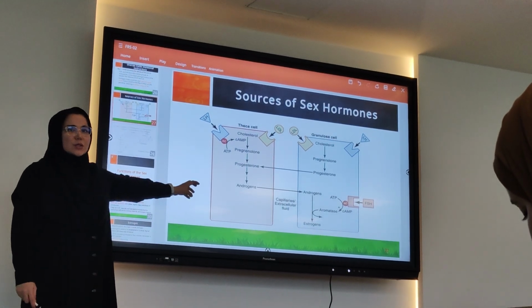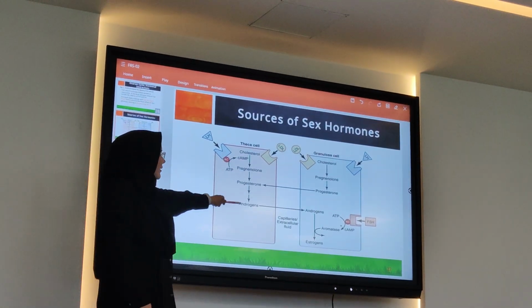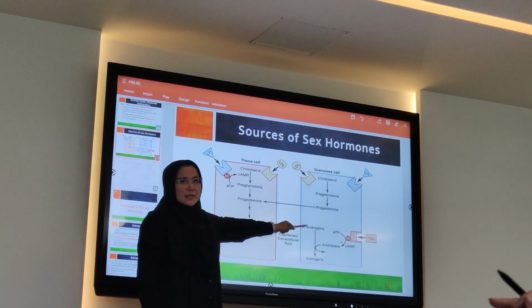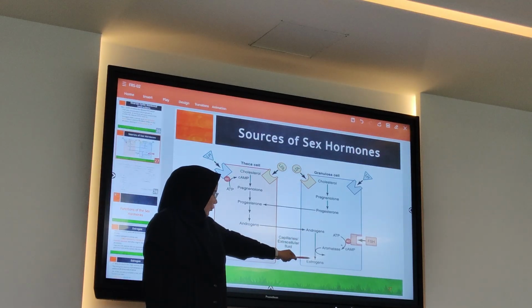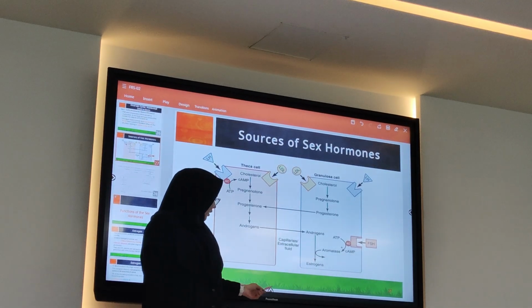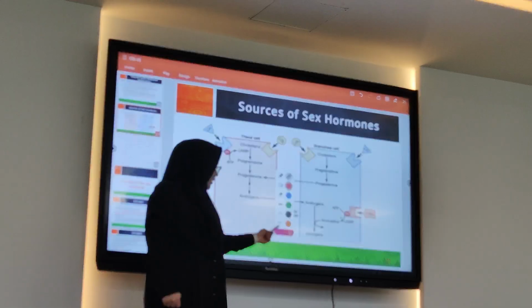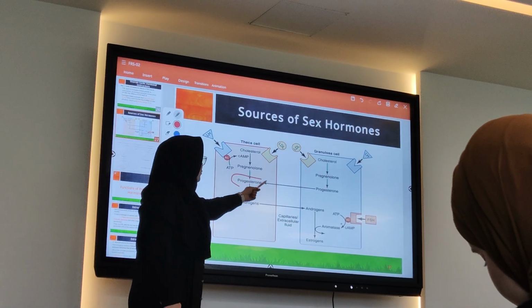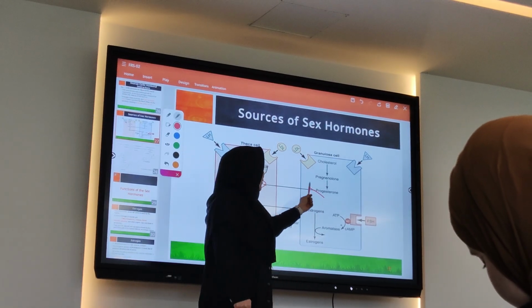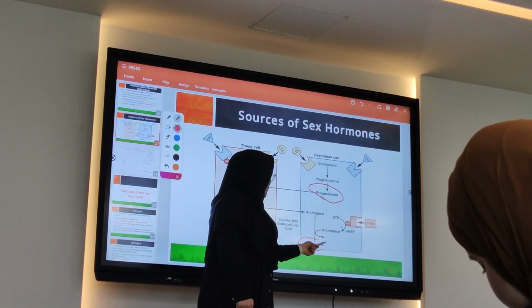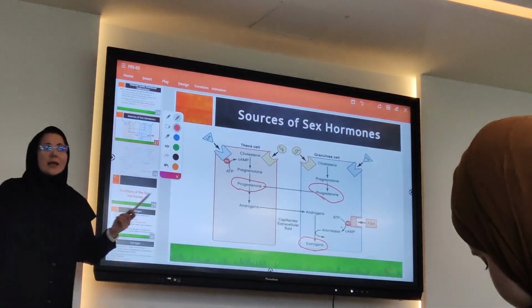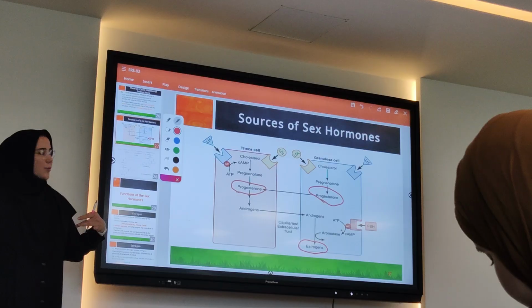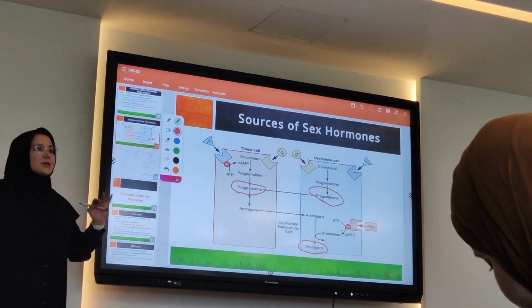Progesterone and produce testosterone as androgens, and this testosterone or androgens goes to the granulosa cells, and granulosa cells can produce estrogen from these androgens. It means that the theca cells produce progesterone, granulosa cells produce both progesterone and estrogen. I want you to remember it. Theca cells produce progesterone and granulosa cells produce progesterone and also estrogen.